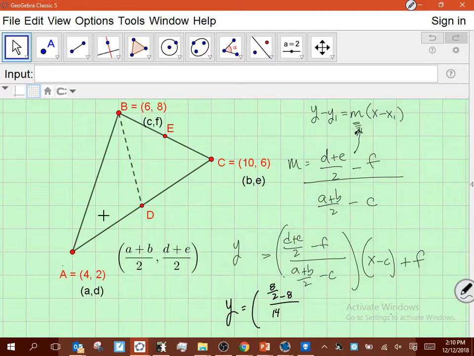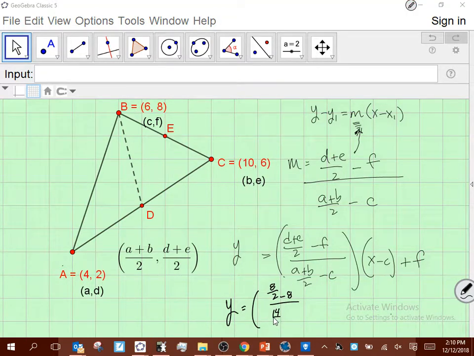Down here, A plus B: A is 4, B is 10. Add those together, you get 14. Divide by 2. Subtract from it C. C is 6. X is always X, minus C. C is 6 again. And F then was 8, right? So there's an equation. What's 8 over 2? 4. What's 4 minus 8? Negative 4 up top, right? What's 14 divided by 2? 7 minus 6? 1.